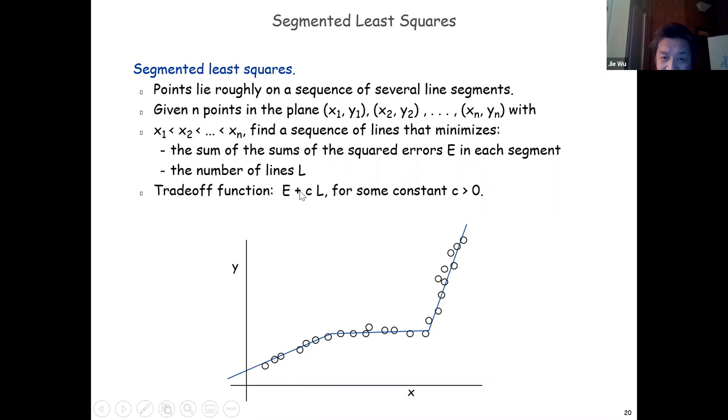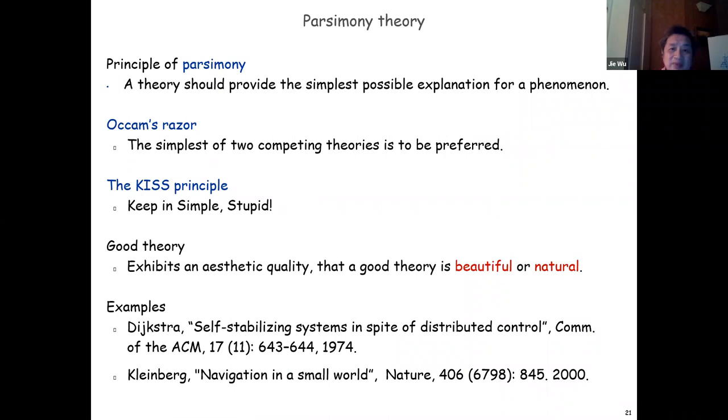So there is a trade-off between these, right? If you reduce the number of lines, then this error will increase. But if you use too many lines, this part is high, the cost is high, although this error is small. So what's the best trade-off? If you don't look carefully, this is a difficult problem. But there is a very simple solution for that. Again, we use dynamic programming. Before we do that, let's look at the concept of parsimony theory.